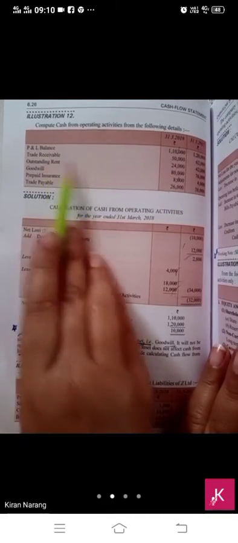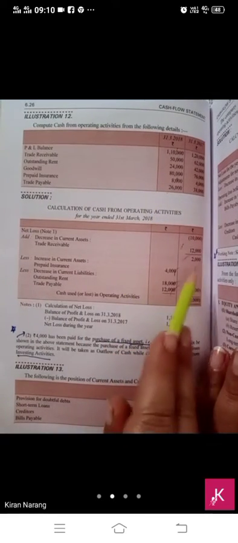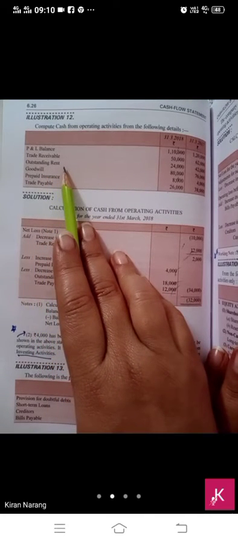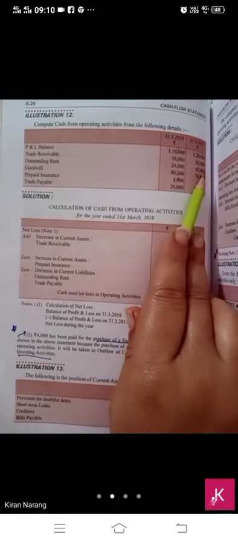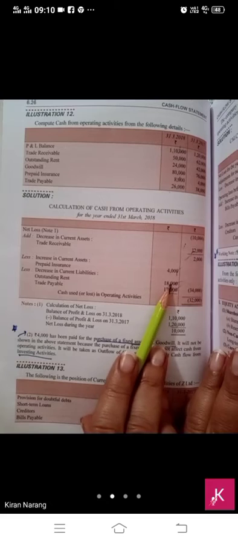Then trade receivable is a current asset and it is reducing. 12,000 will be added back. And outstanding rent, it is a current liability and it is decreasing, it will be subtracted. Outstanding rent will be subtracted.